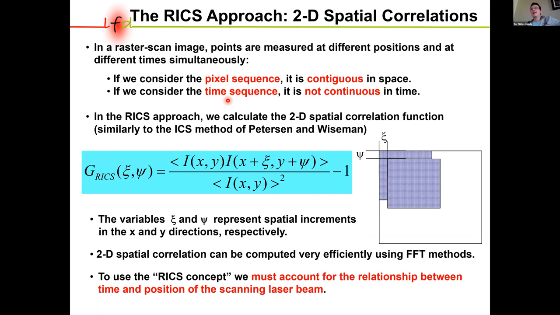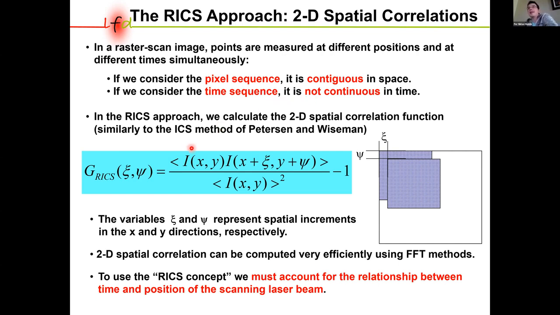Okay, so let's recap. So in the raster scanned image, points are measured at different positions and at different times also. If we consider the pixel sequence, it's continuous. If we consider the time sequence, it's not continuous because, as you know, we're scanning one line and jump back, scanning another line, jump back, and so on.